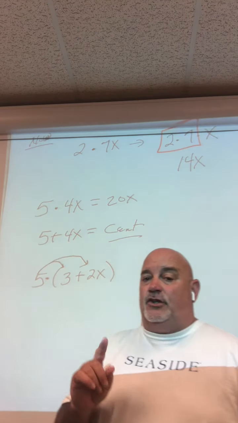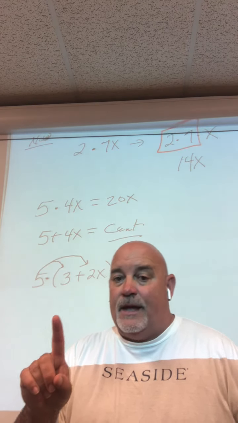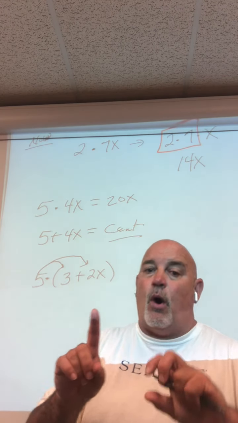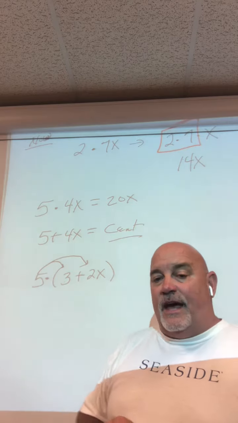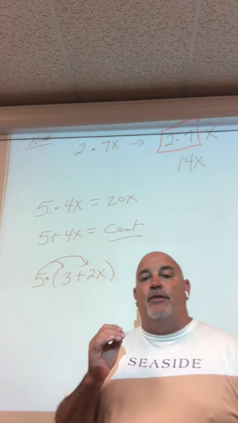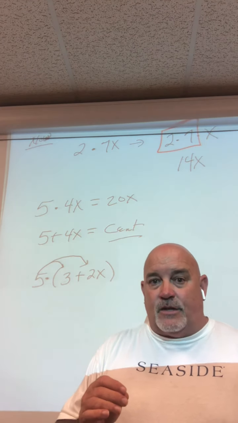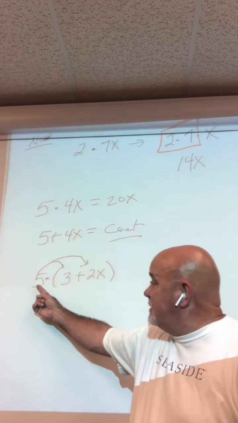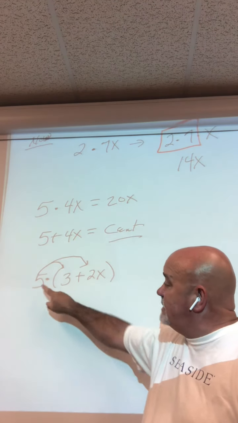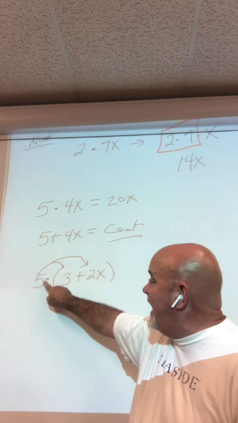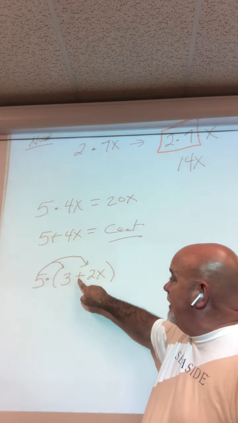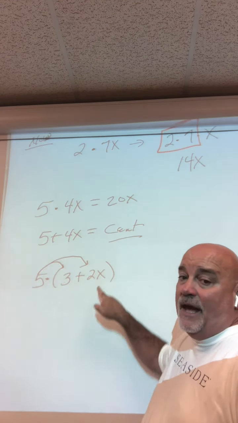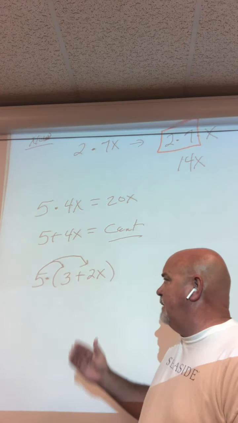Anytime in mathematics you're multiplying one term times 2 or more, we give that a special name in mathematics called the distributive property. So I'm going to multiply this one term times 2 of these by simply multiplying this 5 times the 3 and then plus 5 times the 2x. Can I multiply 5 times 2x?